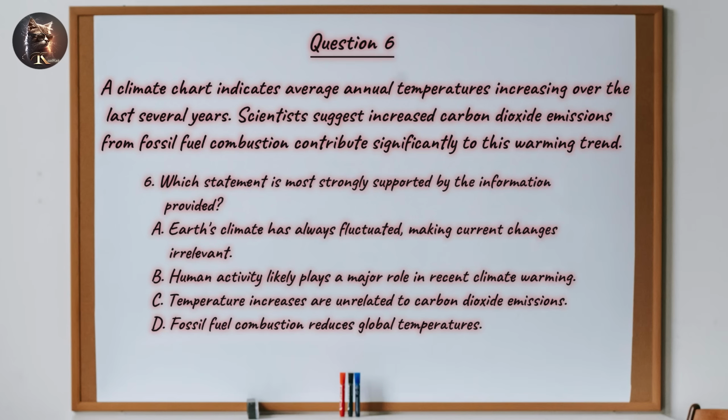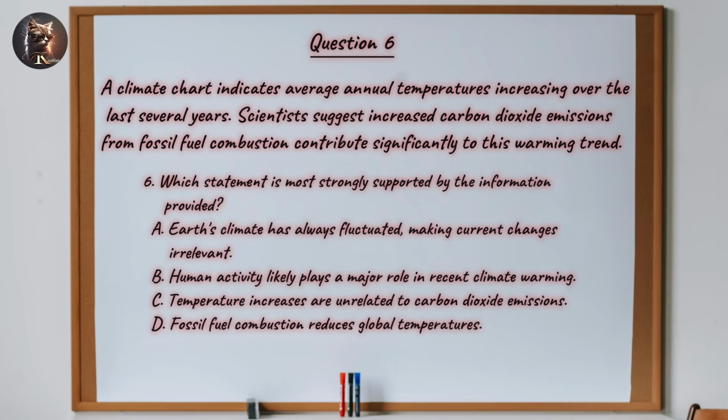Option A, average temperatures are increasing because fossil fuels reduce temperatures. Option B, Earth's temperatures have risen due to increasing carbon dioxide from fossil fuels. Option C, temperatures naturally fluctuate, so fossil fuels don't affect climate. Option D, increased fossil fuel use is causing global temperatures to fall.